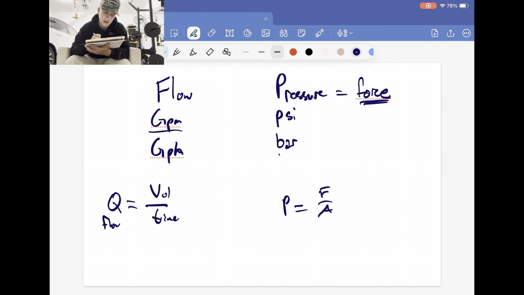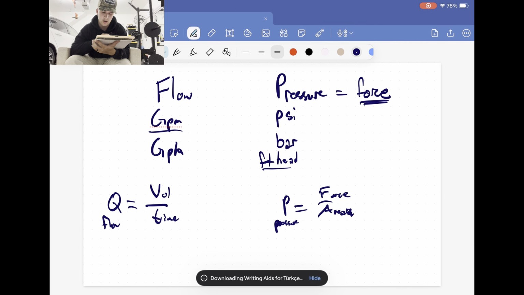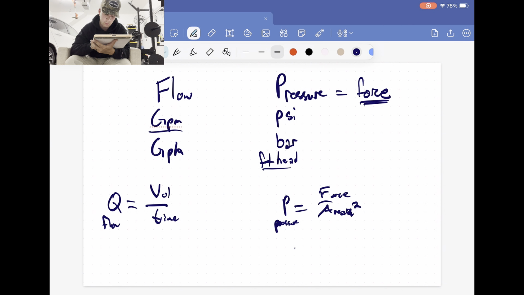We also want to talk about feet of head, which is the elevation measurement, and that's how we measure with pumps. If you ever put a pump on an irrigation system, you're going to be looking at head and what's called head loss as well. So pressure is force over area, usually pounds over square inches. That's what PSI is.